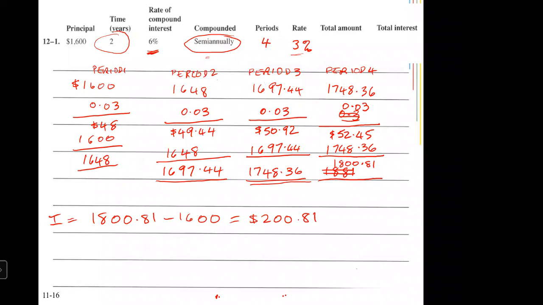So in the book they refer to that $1,800.81 as the future value, or the compounded amount. And then this here would be your compound interest, or just your interest.